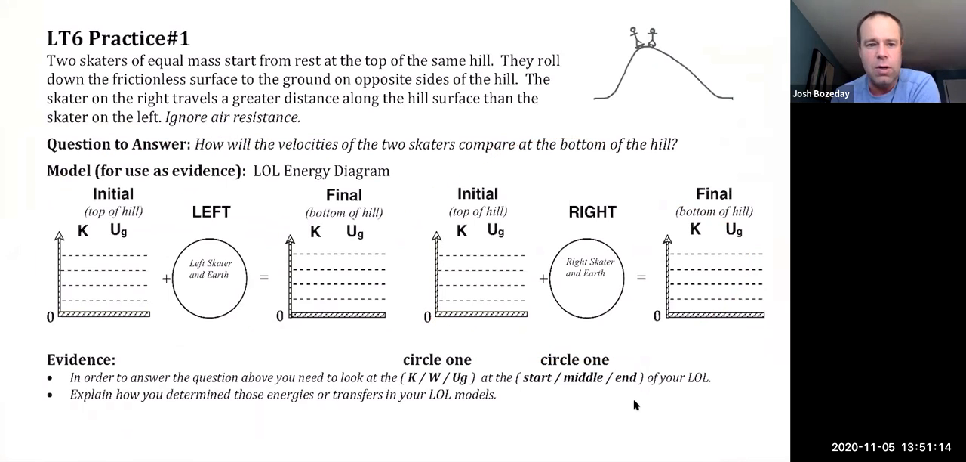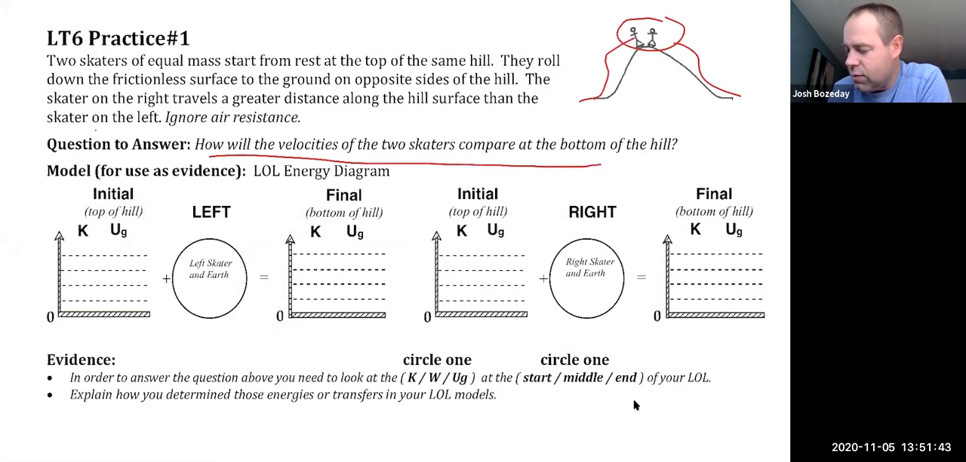Now, let me read through this so we're all on the same page. So we have two skaters, like skateboarders, of equal mass, and they start from rest at the top of the same hill. They roll down the frictionless surface to the ground, like here and here, on opposite sides of the hill. The skater on the right travels a greater distance along the hill surface than the skater on the left. Ignore air resistance. All right. Now this is just kind of a heads up, but you don't have to worry about this just yet.